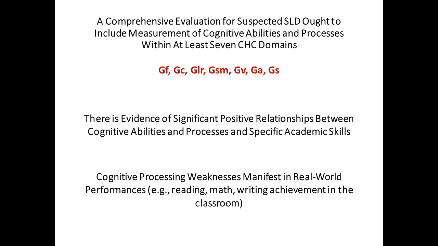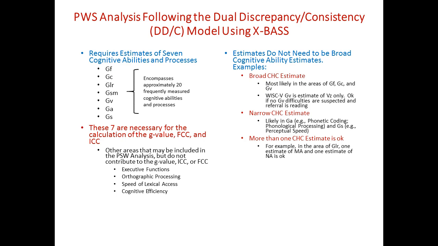We also know that cognitive processing weaknesses manifest in real-world performances. So we see general manifestations of cognitive processing weaknesses, and we also see very specific manifestations of these processing weaknesses in reading, math, and writing achievement, and particularly in the classroom setting or in a learning setting.